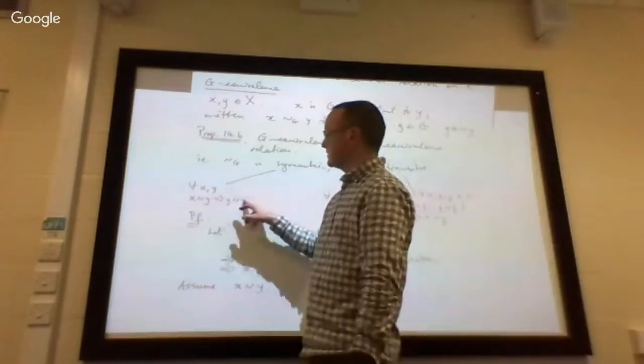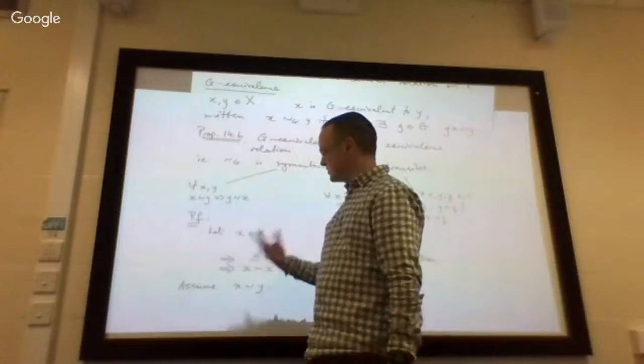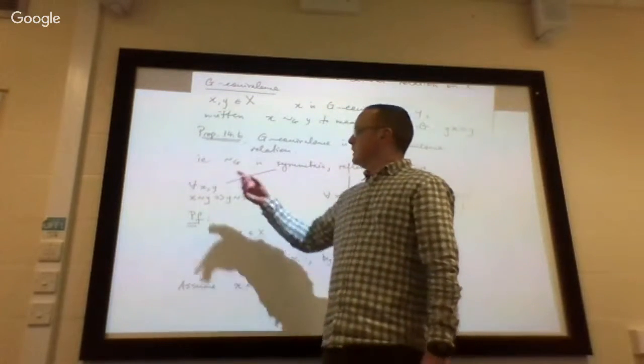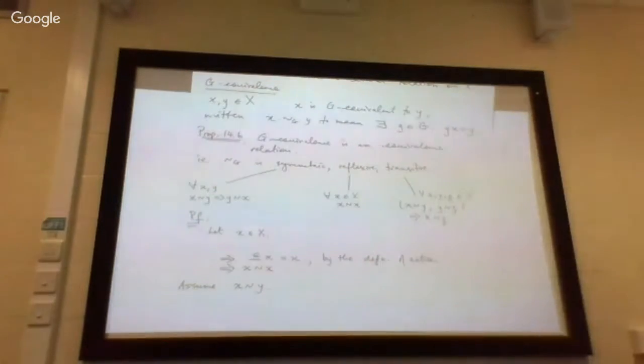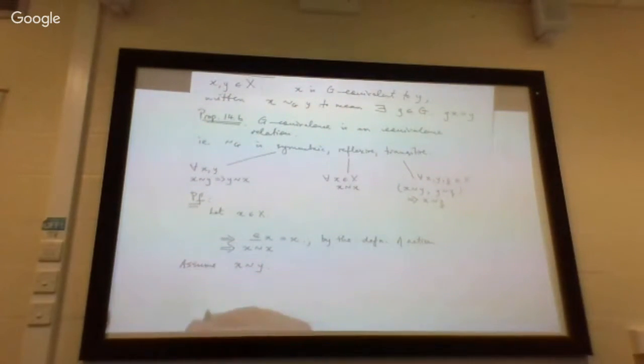Because we're trying to prove this implication for every x and y, we just treat x and y in general. Assume this bit, we want to conclude this bit. Again, you could do this nicely, filling the gaps. The conclusion we want is y is equivalent to x. Roll it back a bit.